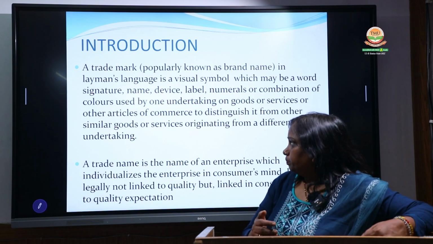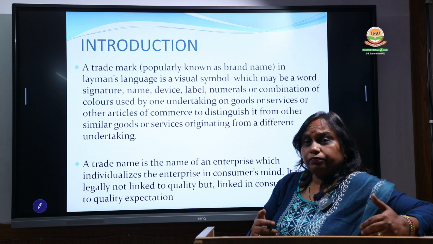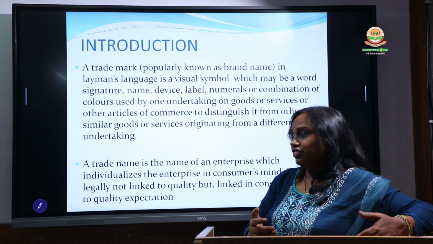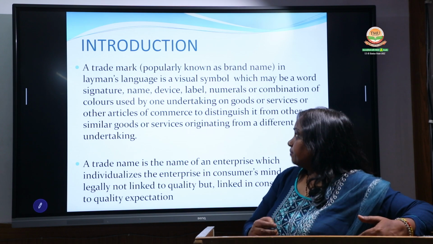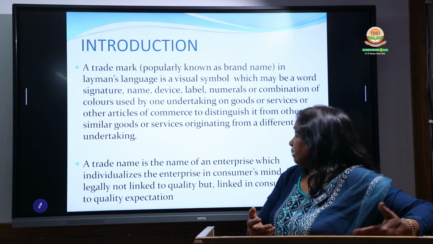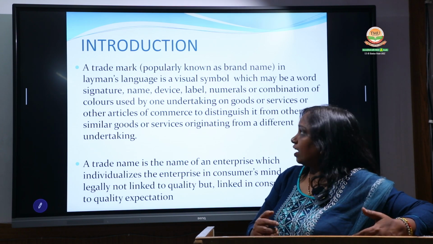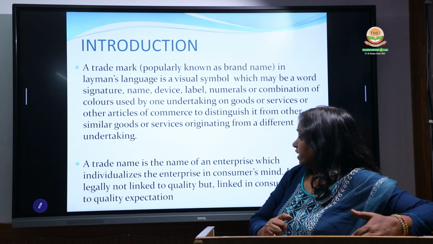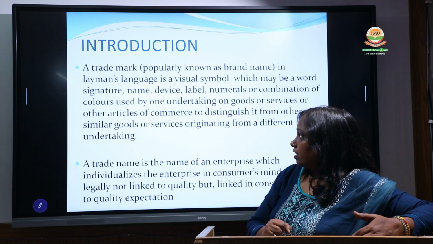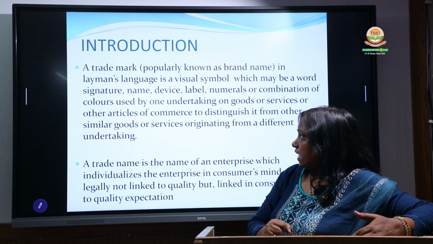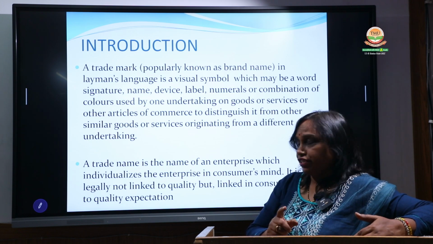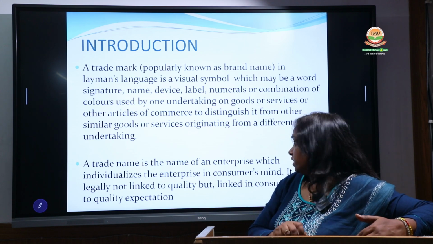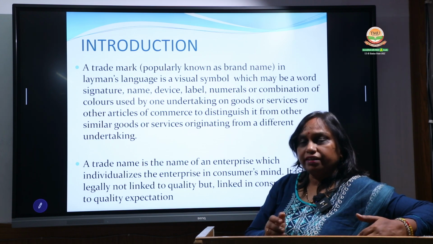So what represents the trademark? It can be any symbol, any signature, any name, any device. It may be in the form of a label, numerals, combination of colors, which is used by the undertaking on the goods and services and on the other articles of commerce to distinguish it from the similar goods or services originated from a different undertaking.